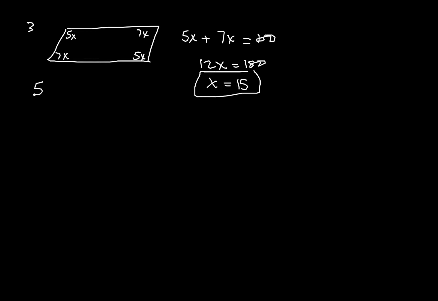So one is going to be 5 times 15, which is going to be 75 degrees. And the other one's going to be 7 times 15, which is going to be 105 degrees. And they add up to 180, so we're pretty sure we have the right answer there.